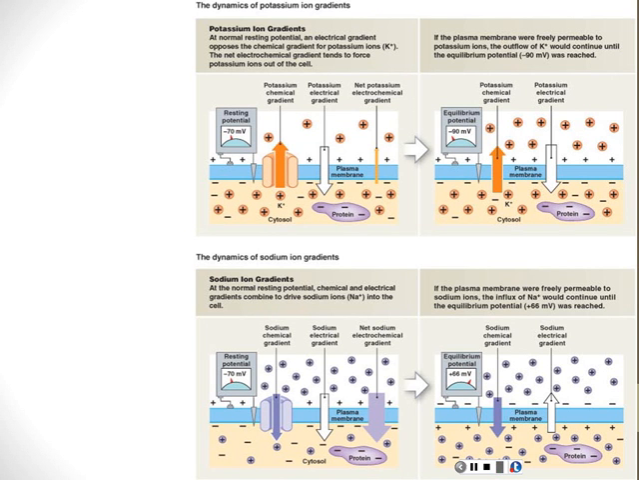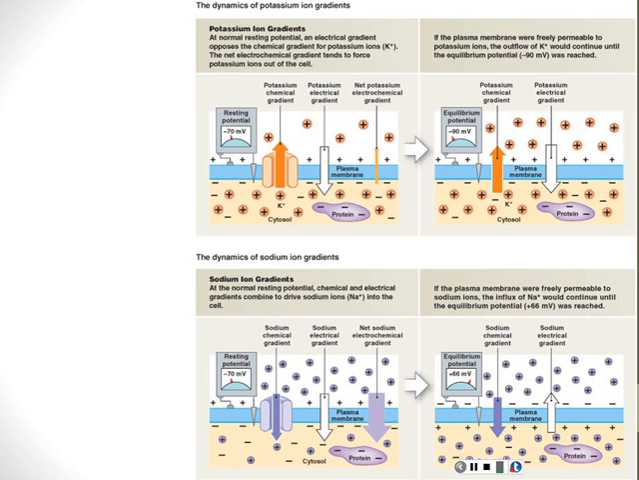So let's see, where can I draw this out? So we've got minus 70, minus 90, and then plus 30. So that's kind of the spectrum. This is resting, right, at minus 70. If we open sodium channels, sodium comes rushing in, and the membrane potential goes up to about plus 30. So if all the sodium channels are open, that's where we'll be, at plus 30.